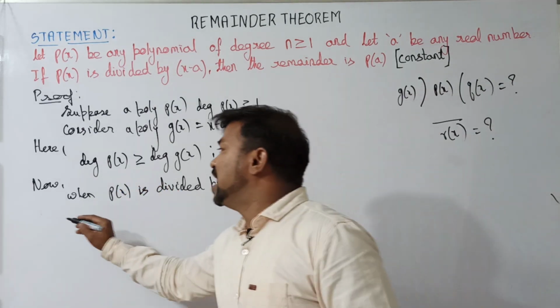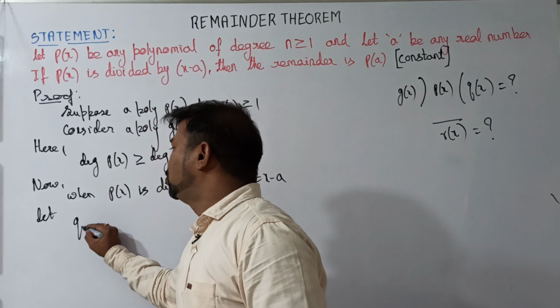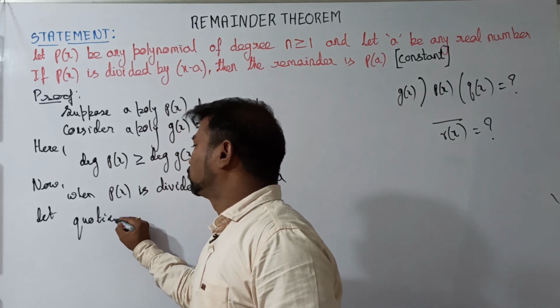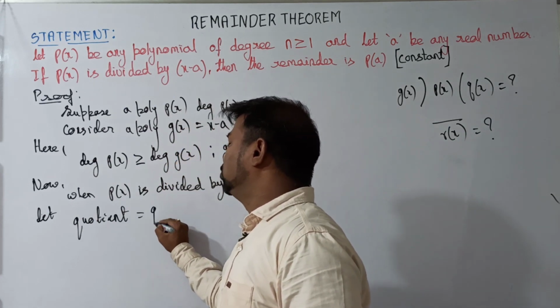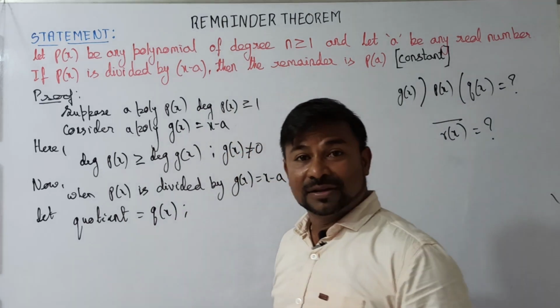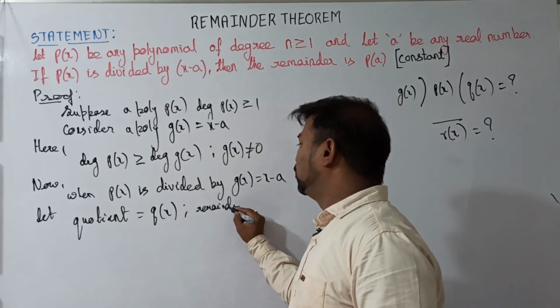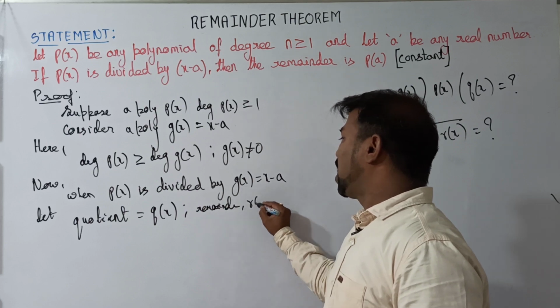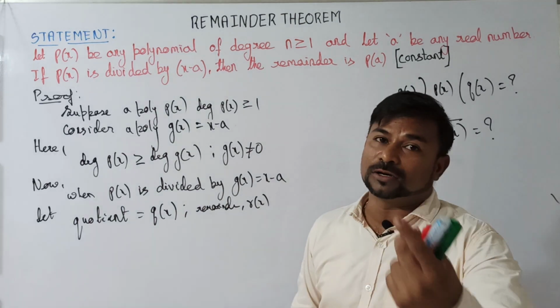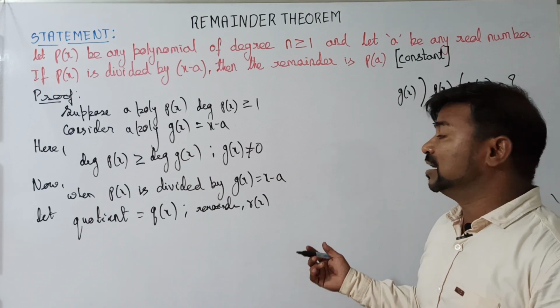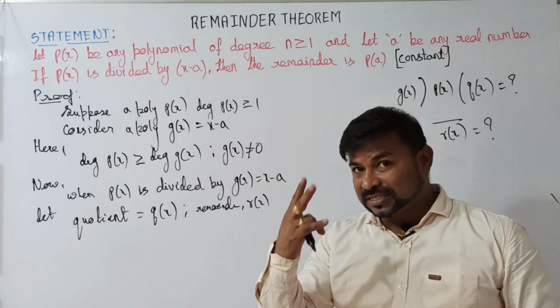So let us assume, as we have considered here, when p of x is divided by g of x, let the quotient be q of x, and the remainder, it is nothing but r of x. Let us take the quotient as q of x and the remainder as r of x. These are the two things.